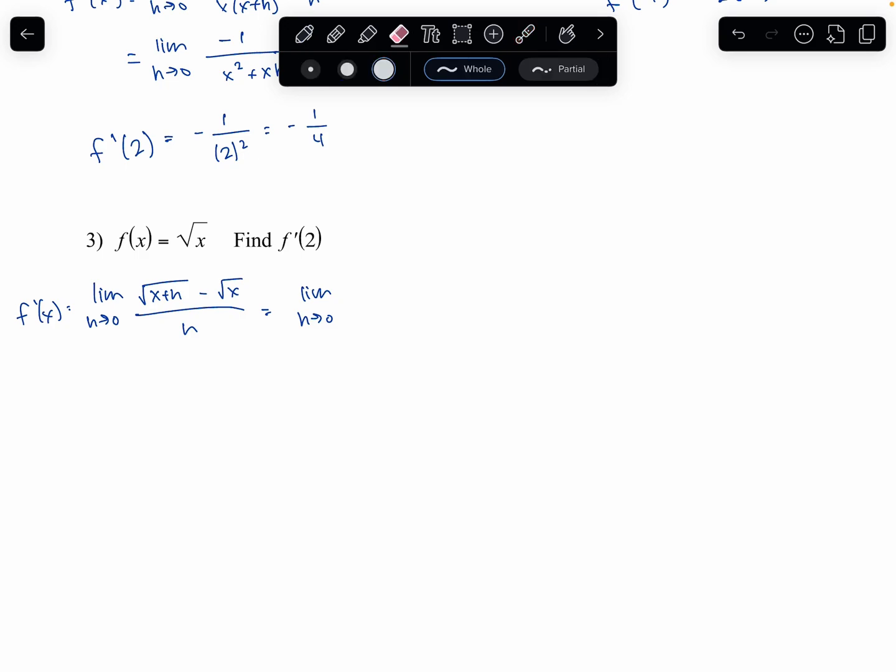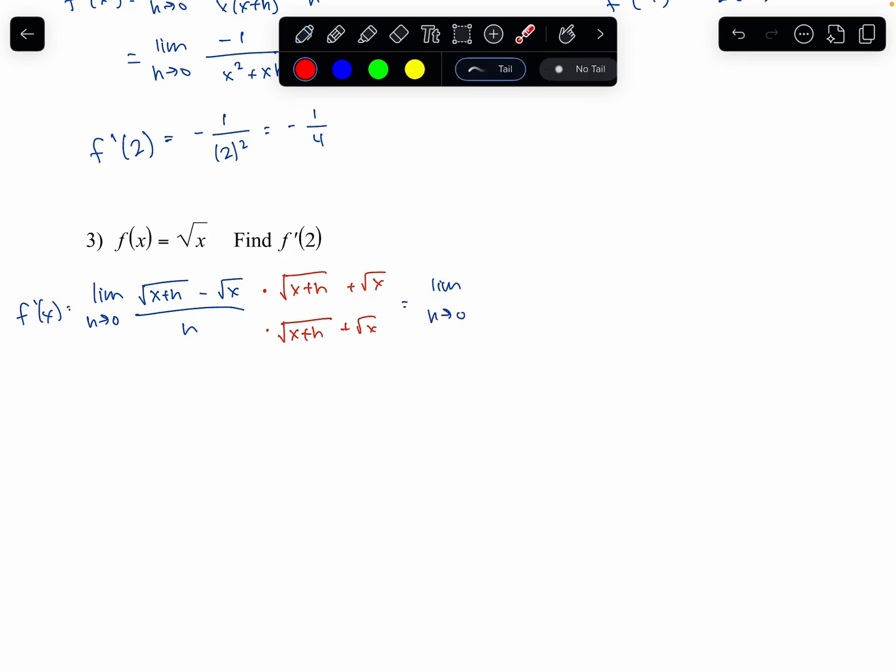Well, hold up before I go any further. We've seen expressions like this before, where we have radicals. And when there are radicals, we have to use conjugates. So the conjugate here would be we have to multiply this by the square root of x plus h plus the square root of x. And then we have to multiply the denominator by the same thing, the square root of x plus h plus the square root of x. So this will be equal to the limit as h approaches 0.